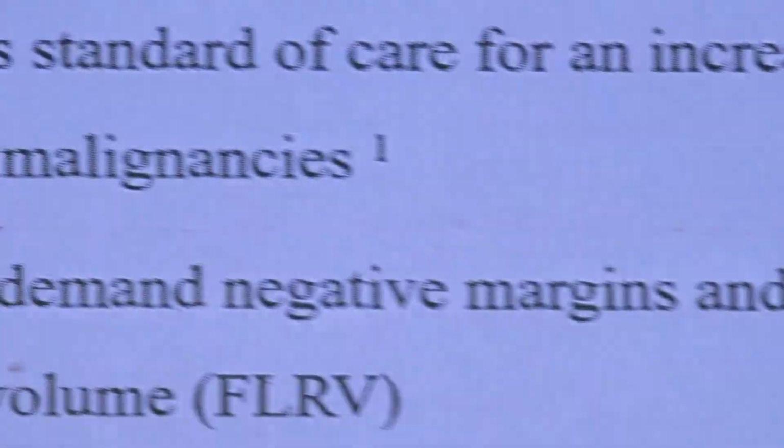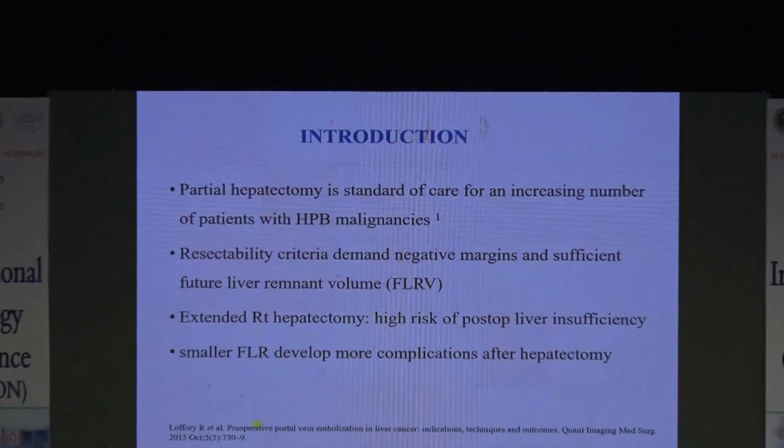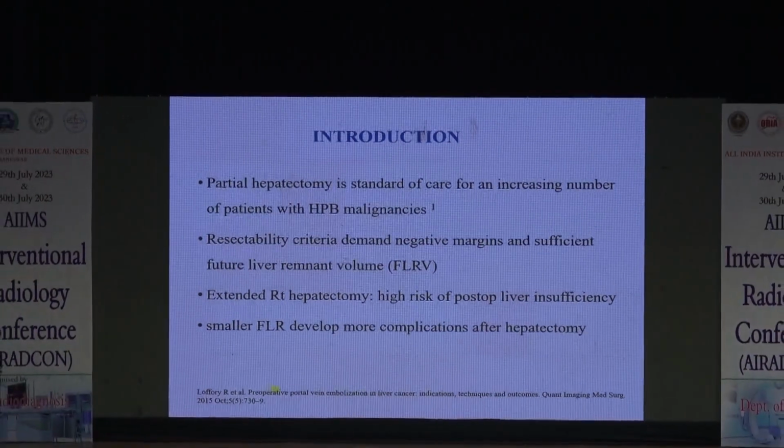So partial hepatectomy is the standard of care for an increasing number of patients with hepatobiliary malignancies, and the resectability criteria demands a negative margin and sufficient future liver remnant volume. I'll come to that terminology, future liver remnant volume. This is a term that we'll be frequently using throughout this discussion. Extended right hepatectomy has a high risk of post-op liver insufficiency, and a smaller future liver remnant is the single most important predictor for complications after hepatectomy.